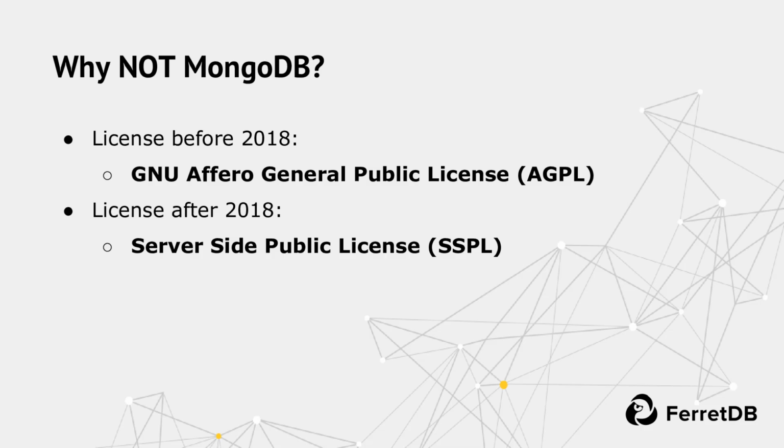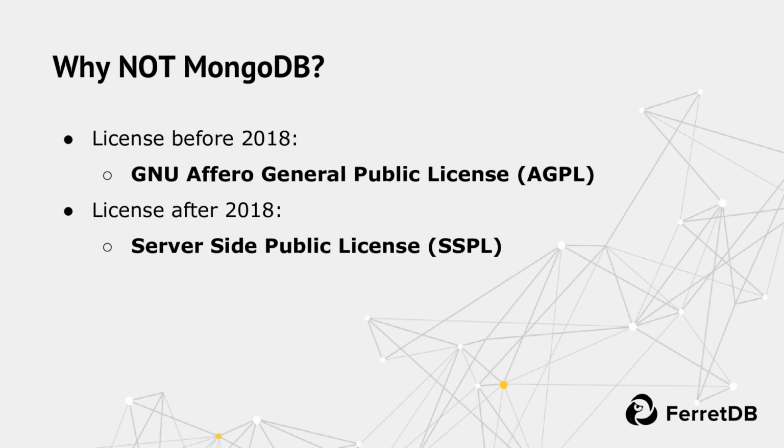There was some change in the license. So before 2018, there was a license called AGPL, and after 2018, they changed the license, and now the license is called SSPL. So what's the difference between those two licenses?